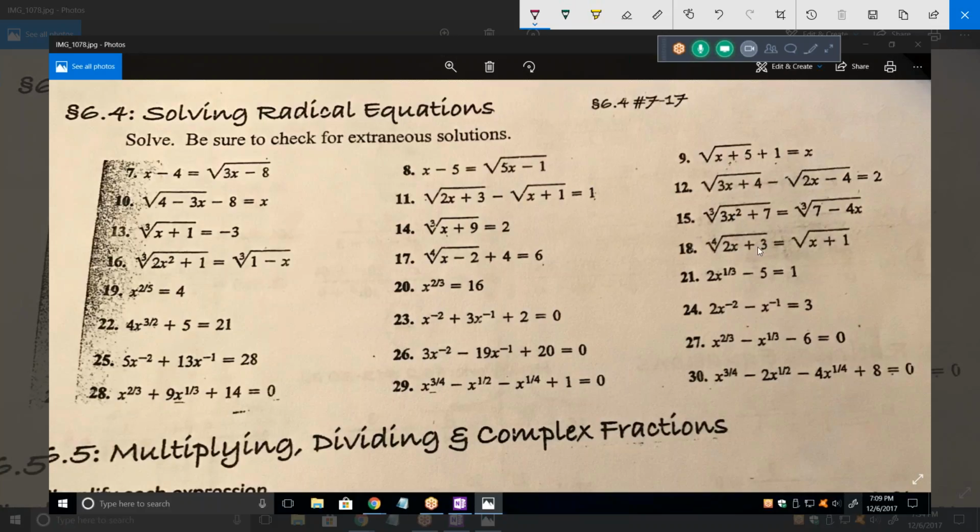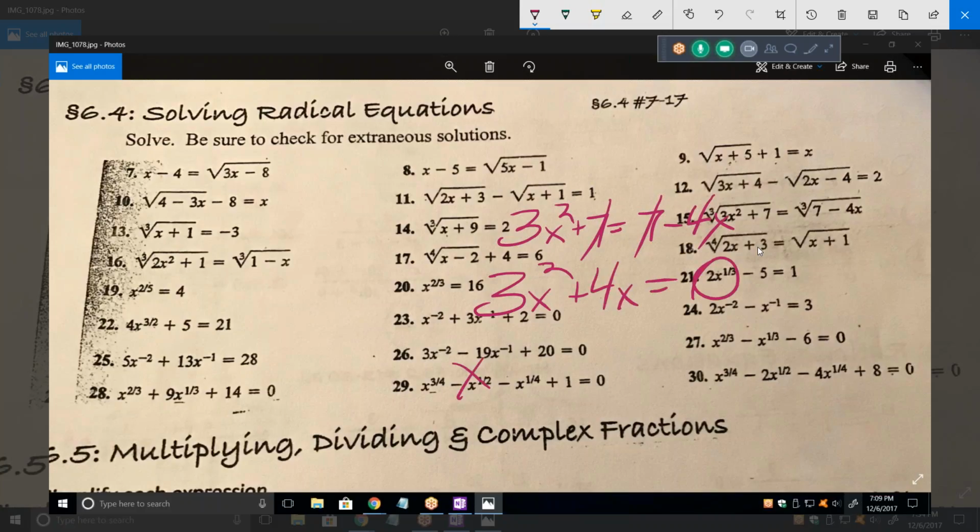Let's do that real quick, just to see if I'm right. We got 3x squared plus 7 equals 7 minus 4x, right? After I cube both sides, the 7's cancel. So it's 3x squared plus 4x equals 0. Factor out an x, and you got this equals 0.